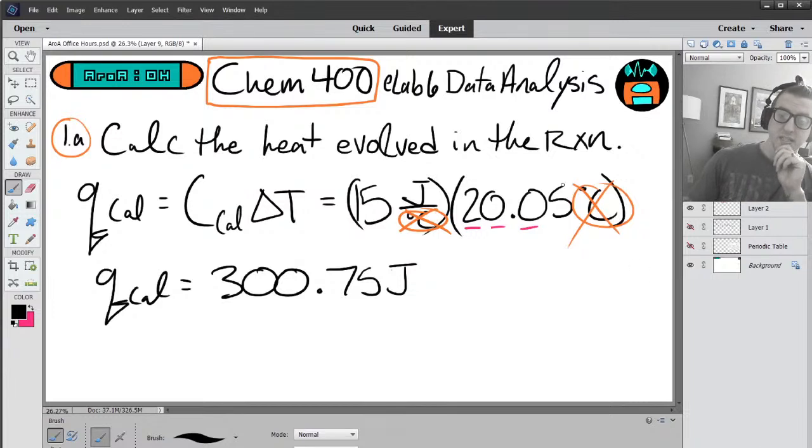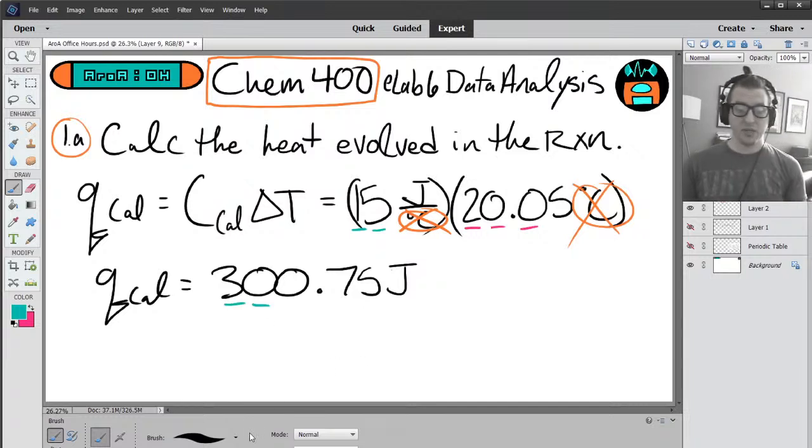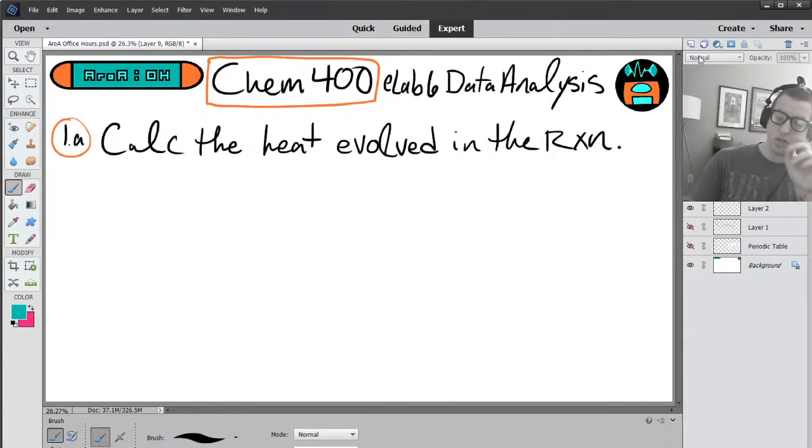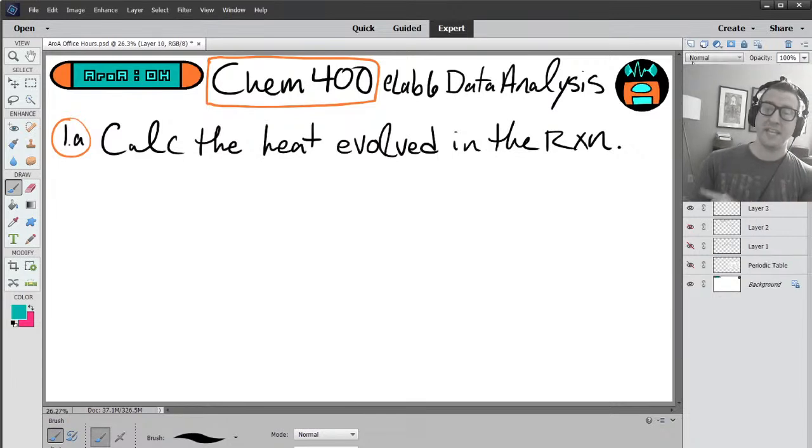Sig figs wise, our delta T has 3 sig figs. Our heat capacity has 2, so this number only has 2. And it's not our final answer, so I'm not rounding yet, but I'm putting these lines there to remind myself that the value for heat absorbed by the calorimeter has 2 significant digits. All right, so that's our heat absorbed by the calorimeter.